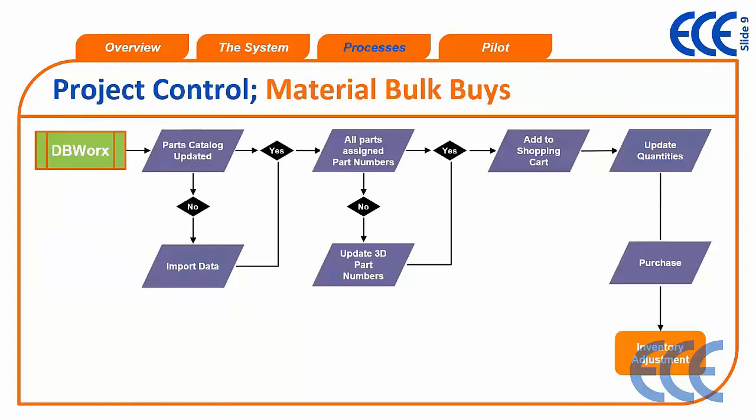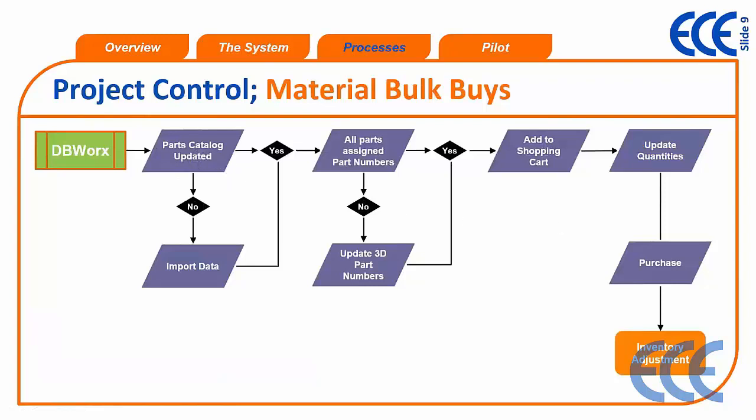So let's say that wasn't the case. Let's say you don't have a parts catalog. Well, you can use DBWorks to generate a parts catalog off your actual model itself and assign part numbers to it, to the catalog, as well as to the 3D model. So if you don't have a catalog, what I'm saying is it's not a big deal.